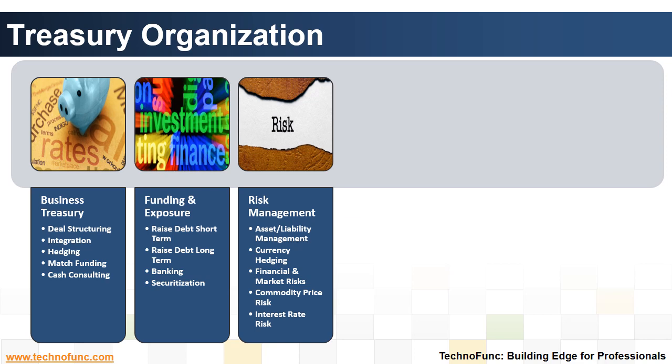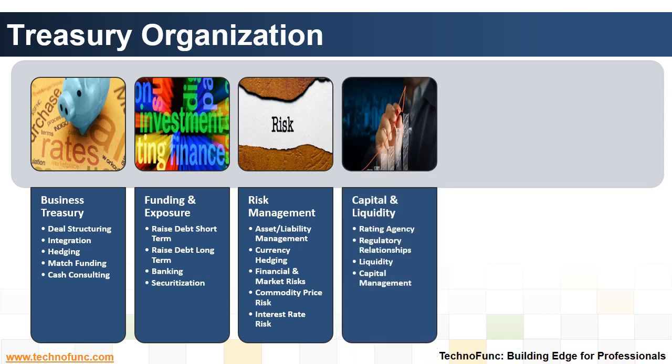Capital and liquidity. Main responsibilities include management of rating agency and regulatory relationships, along with liquidity and capital management. Capital management to ensure various legal entities can cover unexpected losses. Liquidity management by monitoring and managing the liquidity profile of the enterprise.